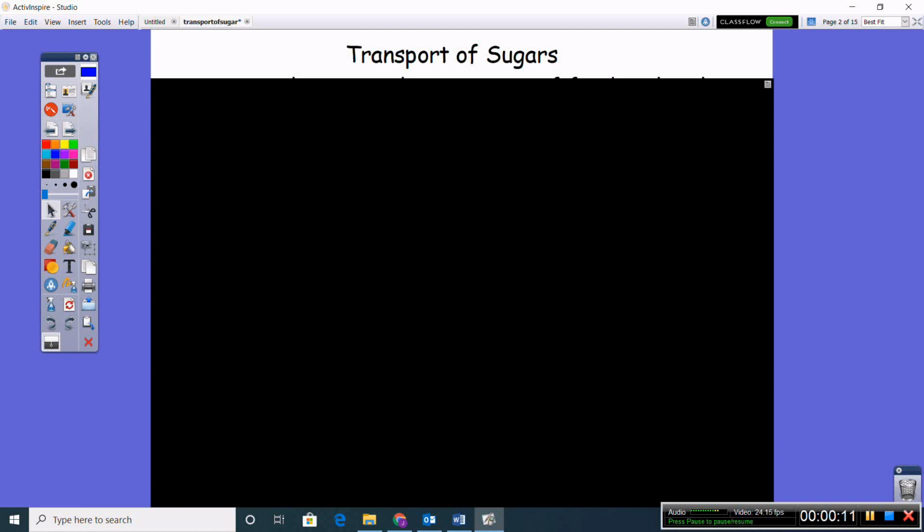So today we're just going to talk a little bit about the transport of sugars. Yesterday we talked about transpiration, which involved the transport of water and other minerals from the roots.